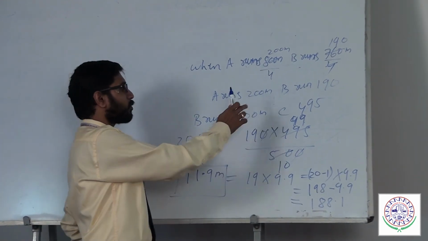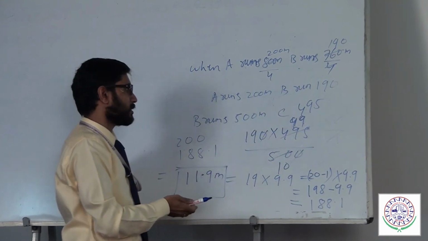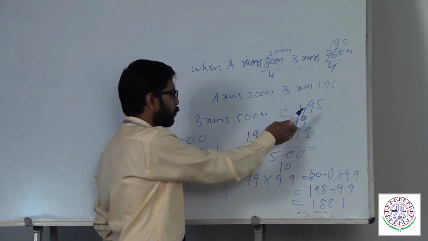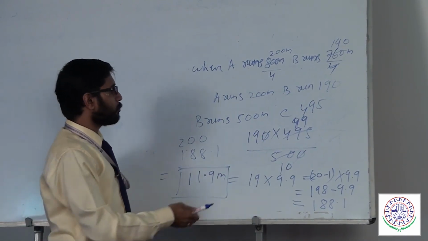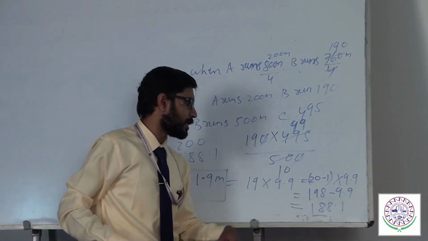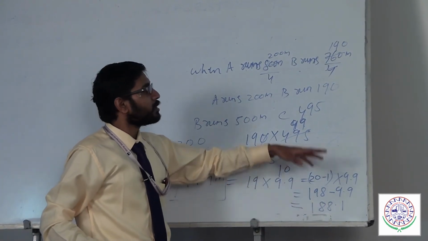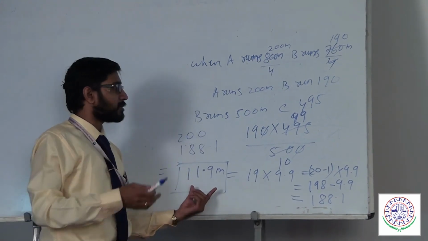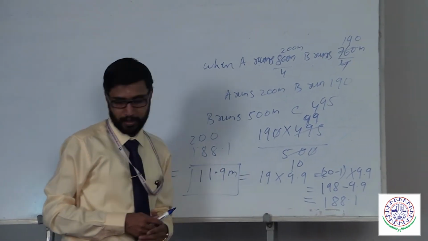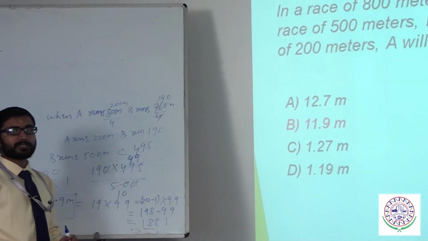And then if B runs for 500, C runs for 495, because the difference between B and C is 5 meters less. Now to calculate how much C will cover, it will be 190 into 495 divided by 500, because it is the race of 500 meters. If you simplify it, you will get the result as 188.1. So when A runs for 200 meters, C will run for this. The difference they asked, A will beat C by 11.9 meters. So the answer for this question is option B, 11.9 meters.